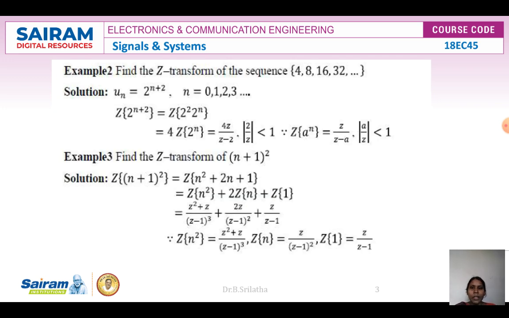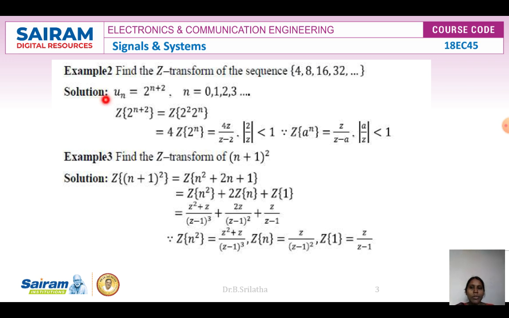Next is the second problem. Find the Z transform of the sequence 4, 8, 16, 32 and so on. Here u of n we can write as 2 power n plus 2. Since it starts from 4, we consider n plus 2. 2 power n plus 2 means n equal to 0 gives 2 square, n equal to 1 gives 2 cube, like that it is coming.